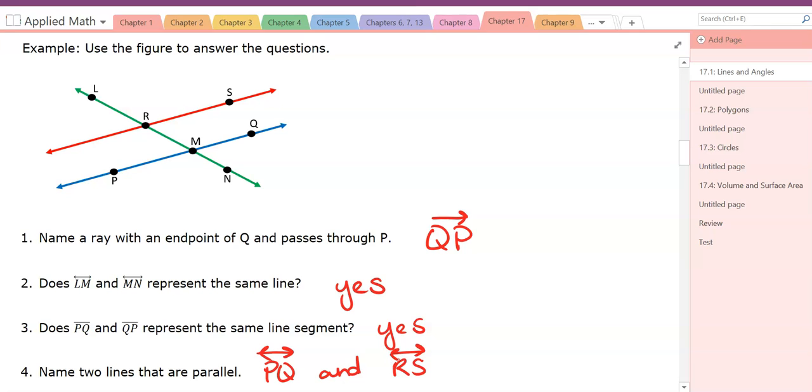Now, you don't have to say PQ, you could have said MQ, you could have said QM or QP. You can switch the order that the letters are, it doesn't matter, just as long as they are on those parallel lines. So like you couldn't have said LN and RS because those intersect, those aren't parallel.